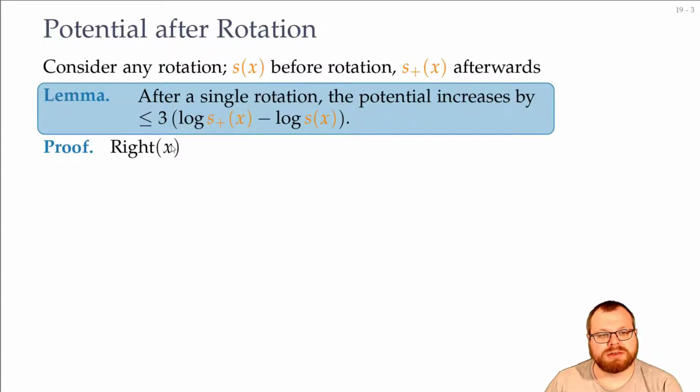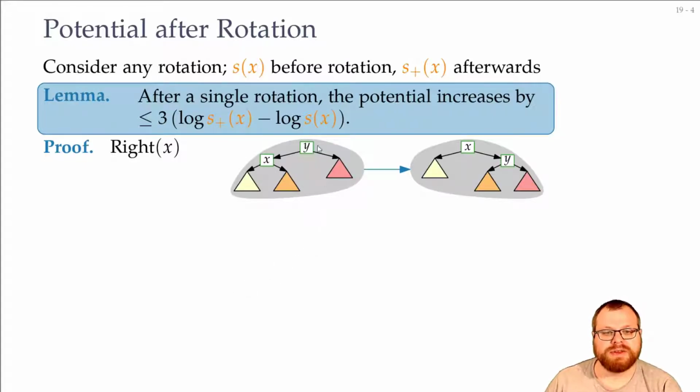Let's say we do a right rotation. The left rotation works exactly the same, so we only do this one. So we have this situation here, we have our x, its parent y, and we want to rotate it to this part. Now, what changes in the sum of log potential? If we look at all those vertices in the yellow tree, for them, nothing changes. Every vertex here will still have the same sum of weights. The same from the orange to the orange and from the red to the red. So for none of these vertices anything changes.